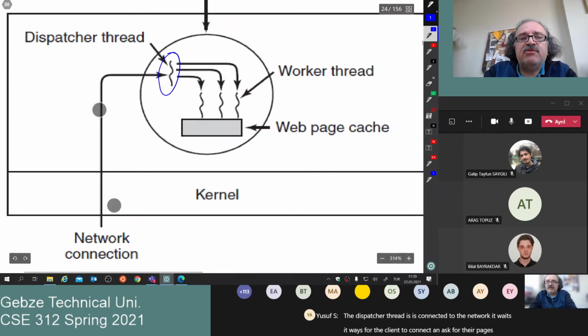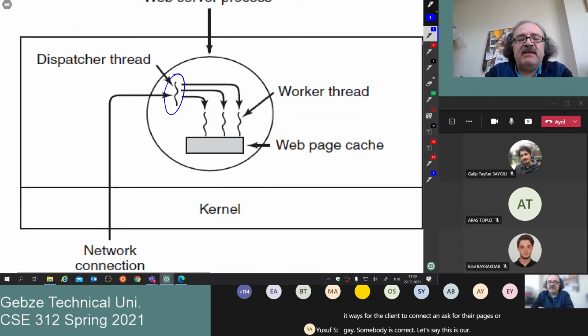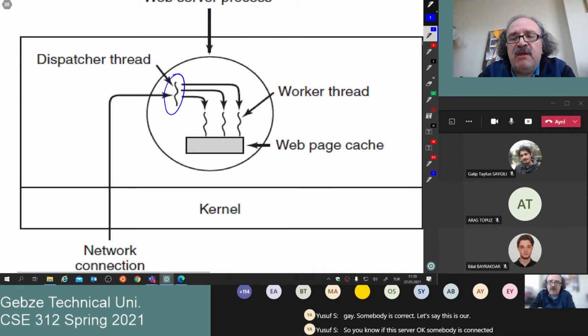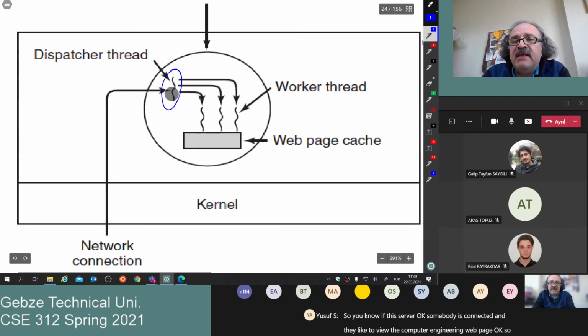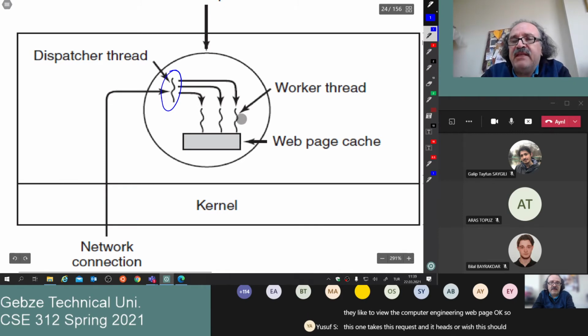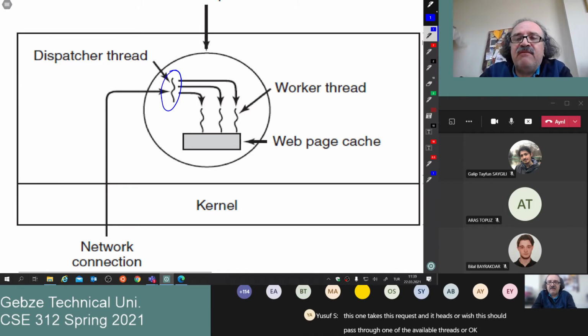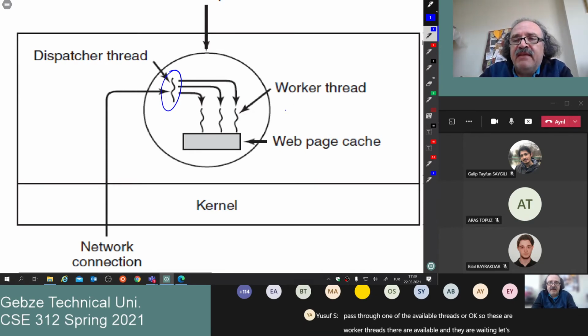Okay, somebody's connected. Let's say this is our Gebze Technical University server. Somebody's connected and they'd like to view the computer engineering web page. So this one takes this request and hands it over to one of the available threads. These are worker threads. They are available and they are waiting. Let's say I have 10 threads waiting. They are in the blocked state, waiting for somebody to hand them something, to load some pages.